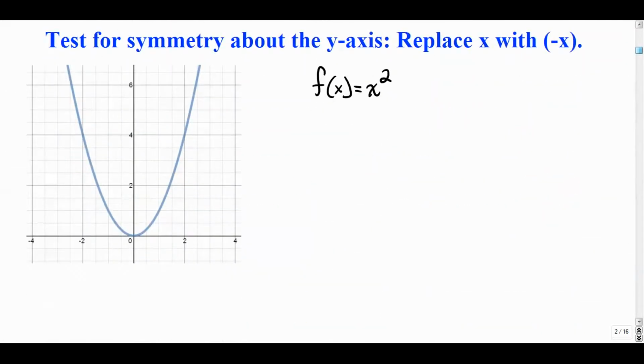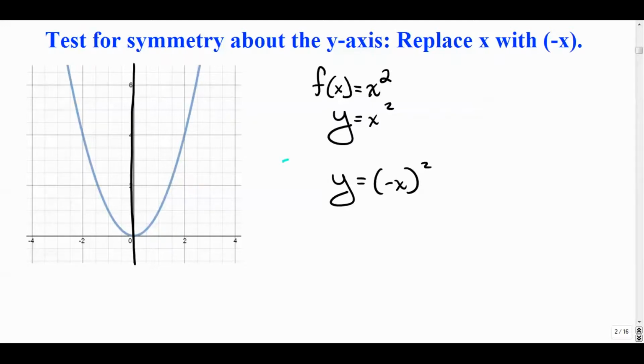Now the tests. Let's get to the shortcut tests. If you want to test for symmetry about the y-axis, all you need to do is replace the x's with negative x's. And if you get the same thing at the end, then you have symmetry across the y-axis. So let's test y equals x squared. If we ever start with f of x equals x squared, I just change it to y equals x squared. And to test to see if this is symmetric about the y-axis, which we know that it is already, but let's test it, we're going to replace the x's with a negative x.